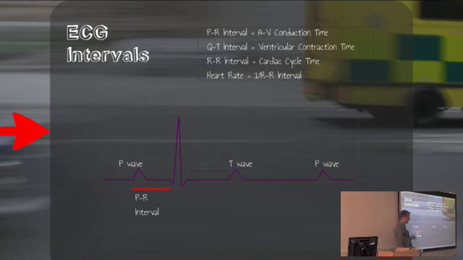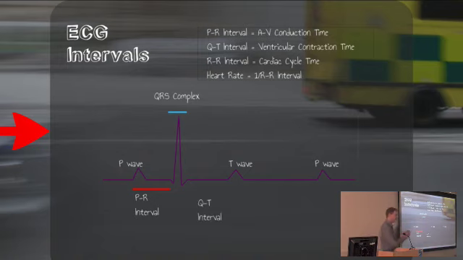When you measure all the intervals, you're always starting at the start of something to the start of something, or the end of something. But you never start at the end of something, if you know what I mean. So with the PR interval, it's the start of the P wave where you start, to the start of the QRS complex. For the QRS complex, the normal width, I'm sure you'll know, is less than 3 small squares, or less than 0.12 seconds.